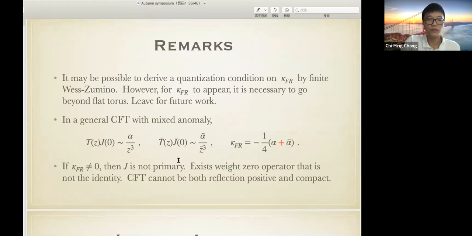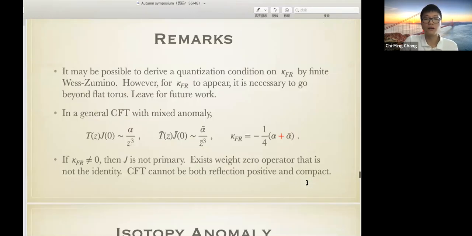This relation also tells us that if the anomaly coefficient is non-zero, then J is not a primary operator. So there should exist a weight zero operator that is not an identity operator. And this tells us that the CFT cannot be both reflection positive and compact.